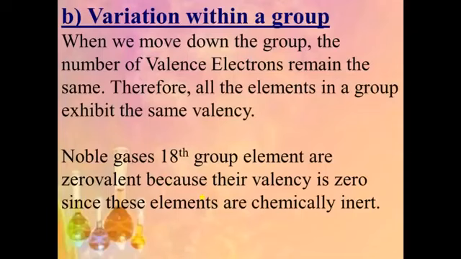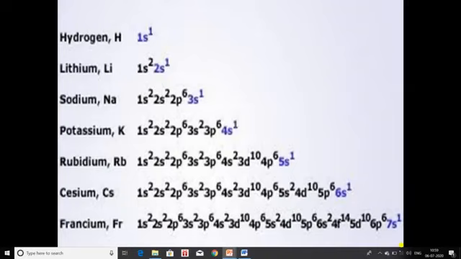Now next is variation within a group. When we move down the group, the number of valence electrons remains the same. Therefore, all the elements in a group exhibit the same valency. So here you can see that the same number of electrons are present in the last shell, and that is 1. This is for group 1 elements. As only 1 electron is present in the last orbital, that is why the oxidation state shown by group number 1 is +1. In the same way, +2 oxidation state is shown by group number 2 because 2 electrons are filled in the last shell.